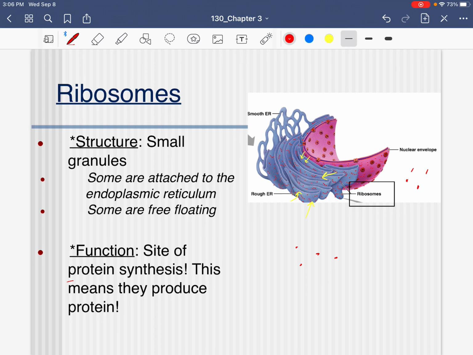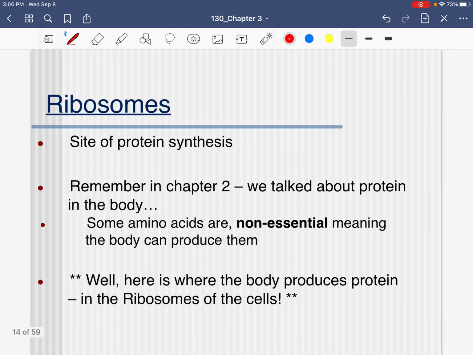The function of the ribosomes is protein synthesis. Synthesis is the fancy word for production. So these little ribosome guys or gals, they make protein. Really, really, really important. I've been saying really, really a lot in this chapter. So the ribosomes, they make protein. Protein synthesis.